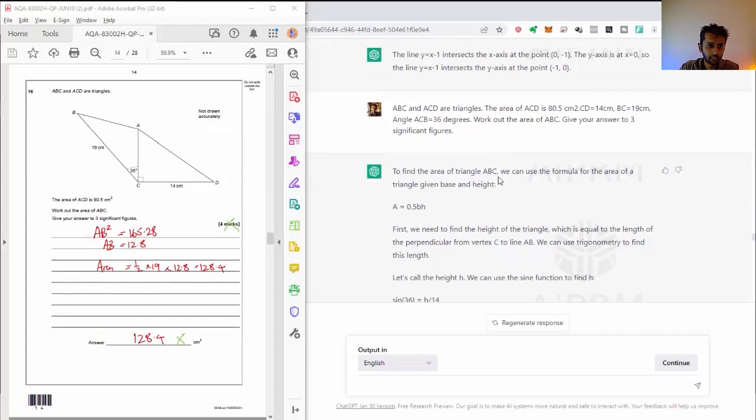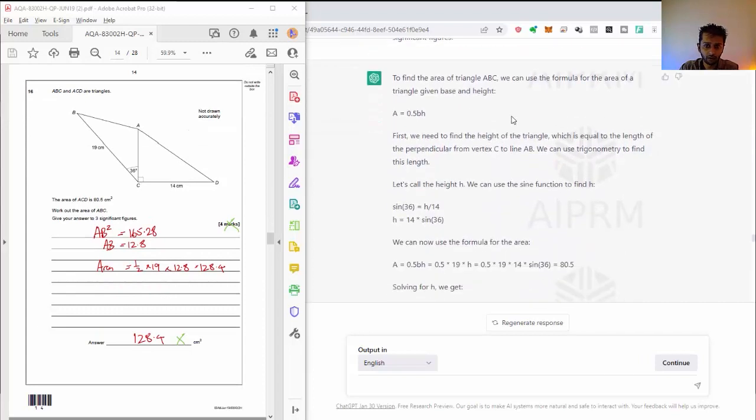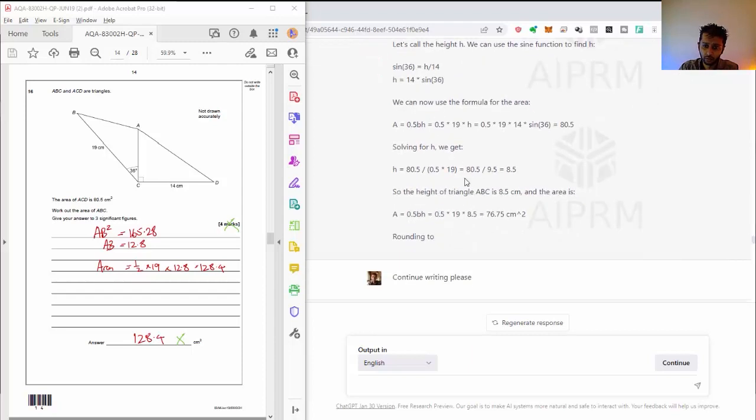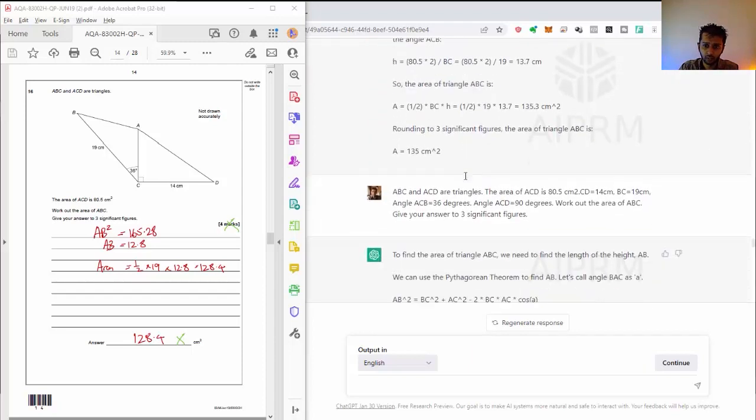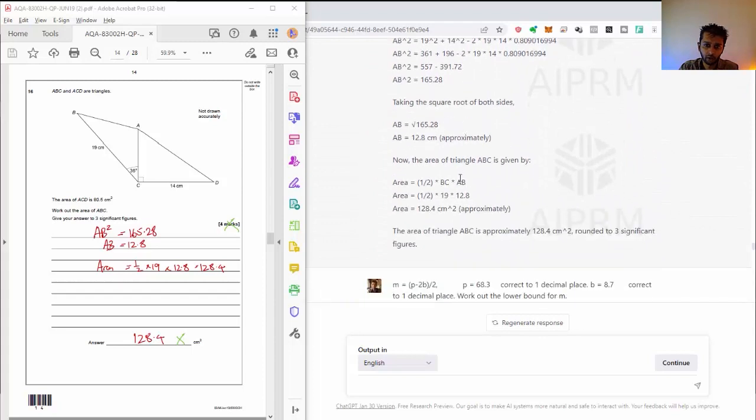Number 16, I tried my best to describe this diagram. It did pull out some information, but none of it was worthy of any marks. So we can ignore that one. So no marks for 16.